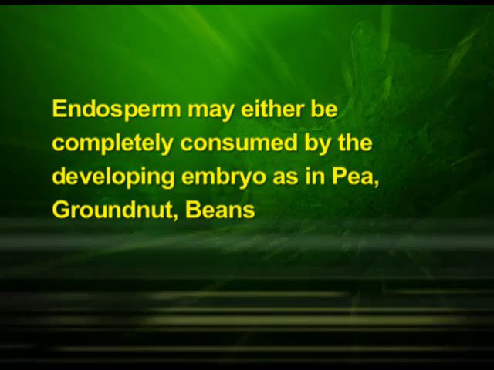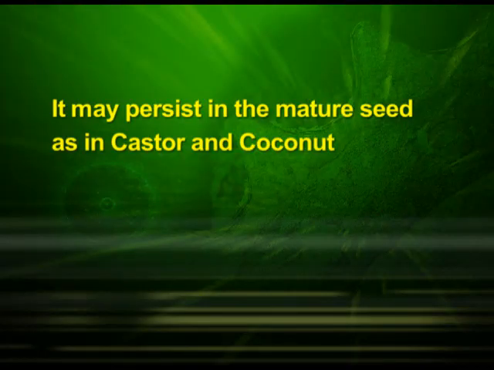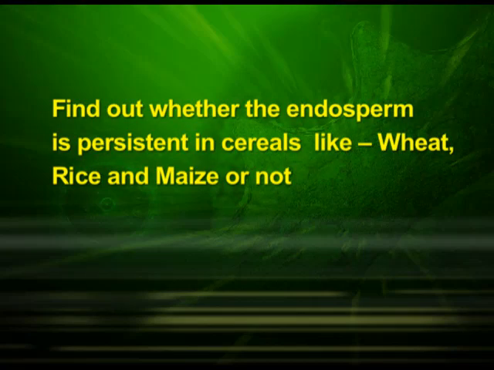Endosperm may either be completely consumed by the developing embryo, as it is found in pea, groundnut, beans, etc., before seed maturation, or it may persist in the mature seeds as found in castor and coconut and be used up during seed germination. Students, for having a better idea, you can split open some seeds of castor, peas, beans, groundnut, fruit of coconut, and you can look for endosperm in each case. Find out whether the endosperm is persistent in cereals like wheat, rice and maize or not.